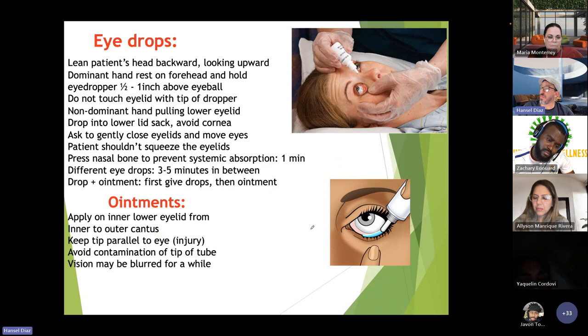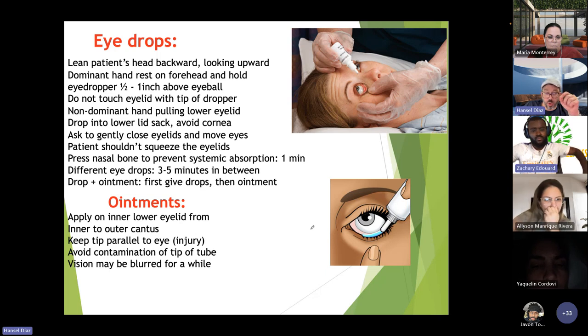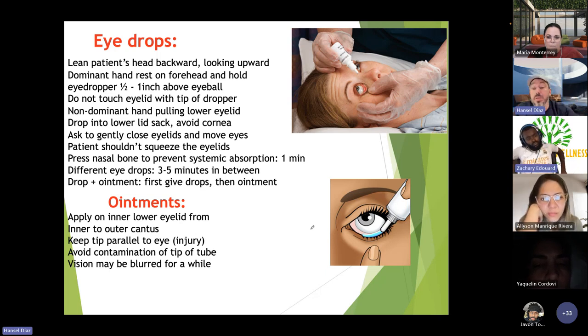Eye drops. Lean the patient's head backwards, looking outward. You see it there? With your dominant hand, rest on the forehead, and you hold the dropper about a quarter of an inch to an inch. You do not touch the eyelid with the dropper. You don't want to go boom and hit the patient with the dropper. You don't do that, all right?